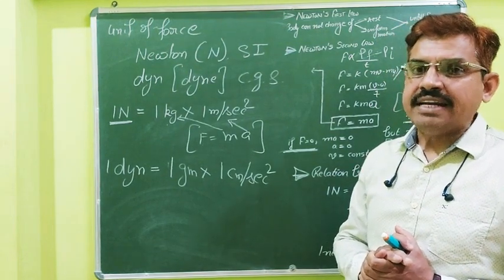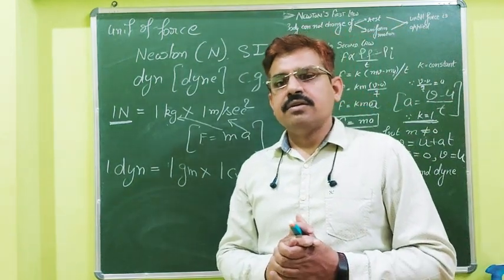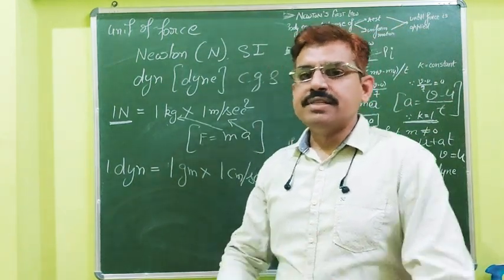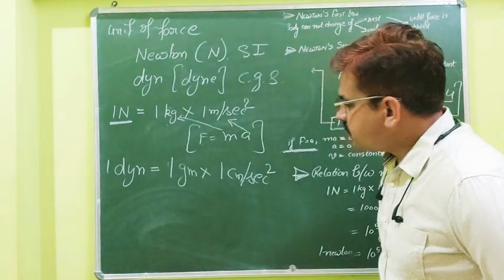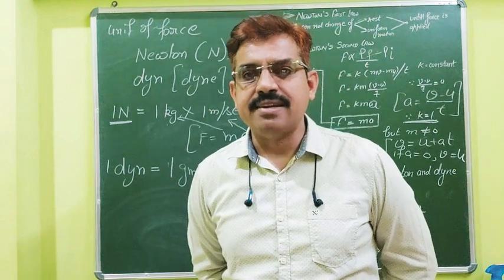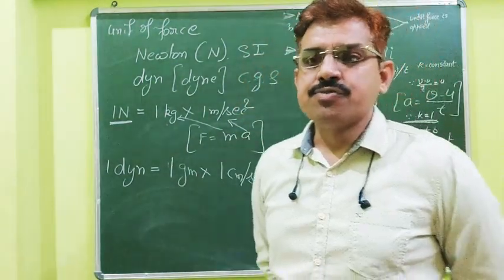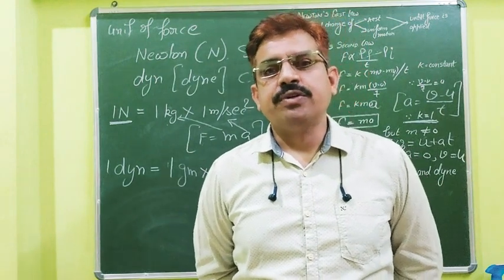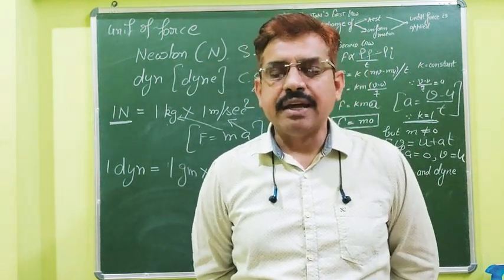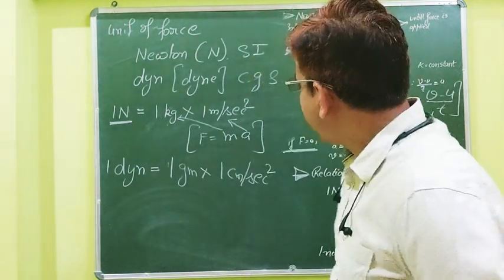Force is said to be one dyne. That is the definition of force, that is one dyne, in terms of the CGS system. So force is said to be one dyne if a mass of 1 gram is accelerated with an acceleration of 1 centimeter per second square. So this is the definition of 1 Newton and 1 dyne, that is in the SI system and in the CGS system.